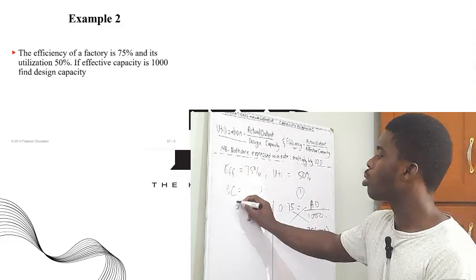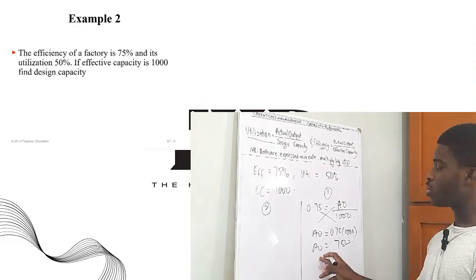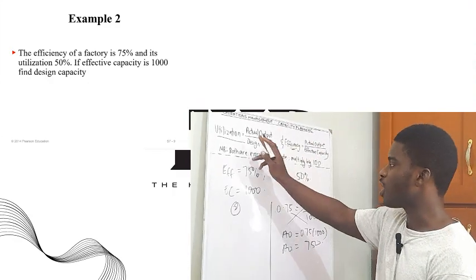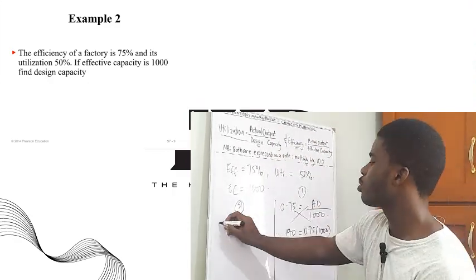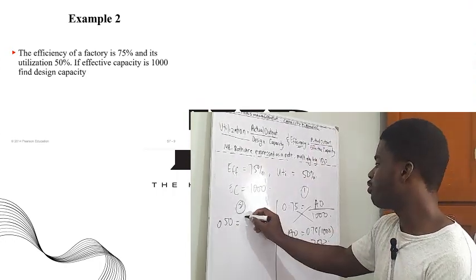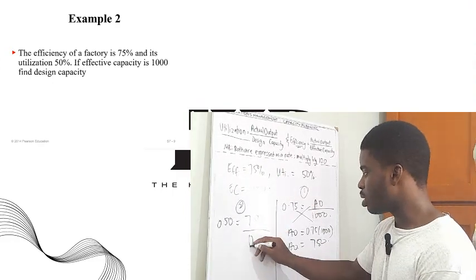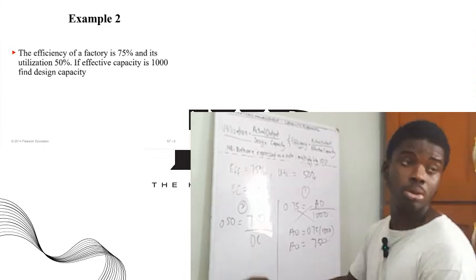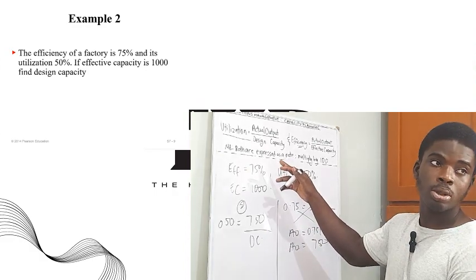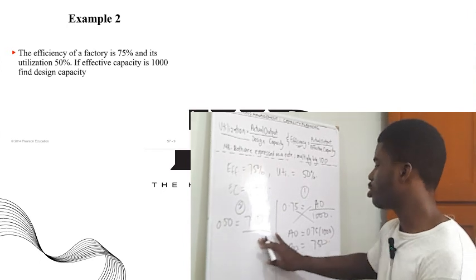What's step 2? In step 2, we are given the utilization and now we have the actual output too, so the same process. The utilization was 50%, so that's 0.5. 0.50 is equal to what? The actual output, which was 750, over the design capacity. We don't have the design capacity, so we cross multiply. So it's 750 divided by 0.5.